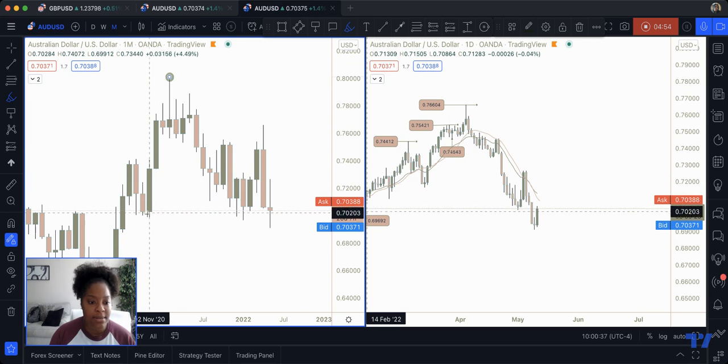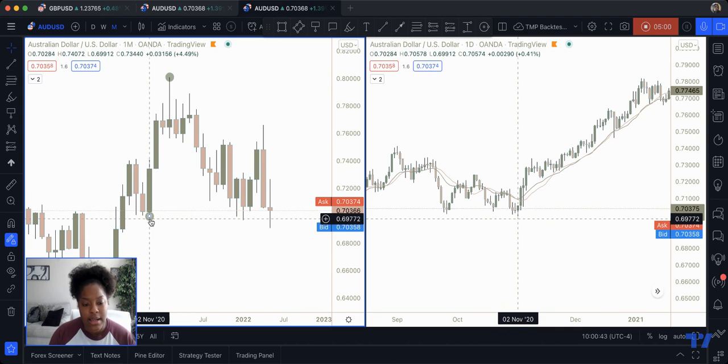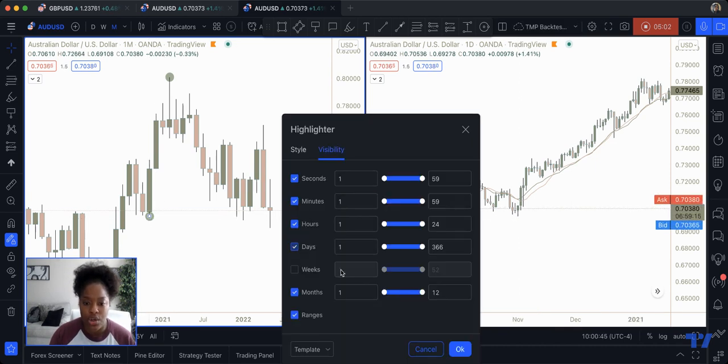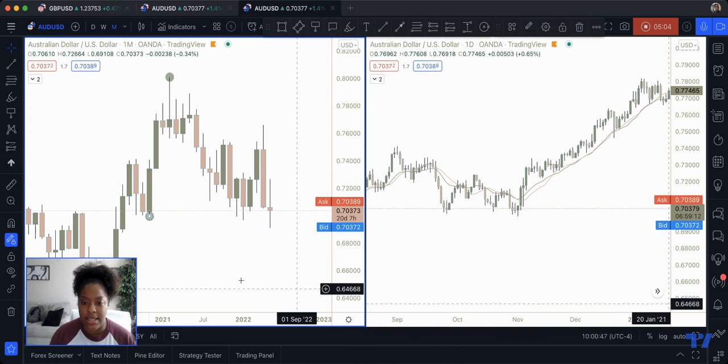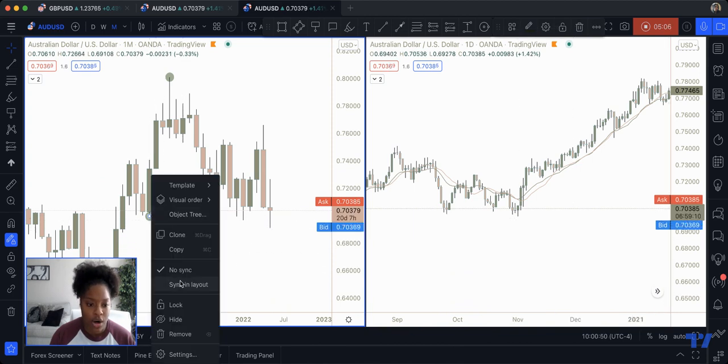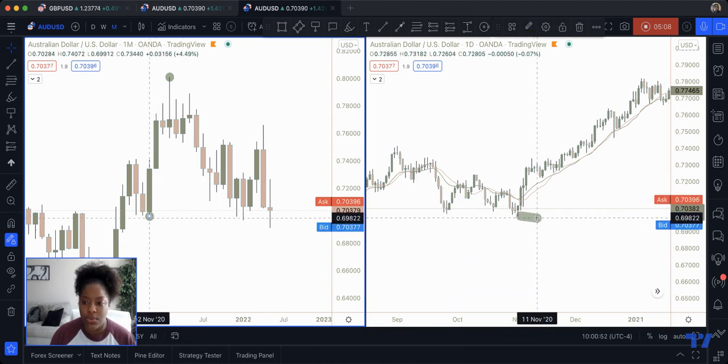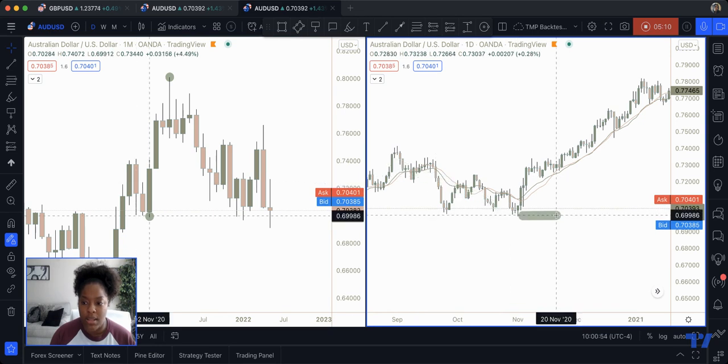If I move my mouse down, I'm looking for the lowest wick before price pushed up. And that's the lowest wick right here. Now I'm going to make sure that these also show on my daily time frame as well, and make sure it syncs to my other chart. There we go. So you guys can rock with me here.